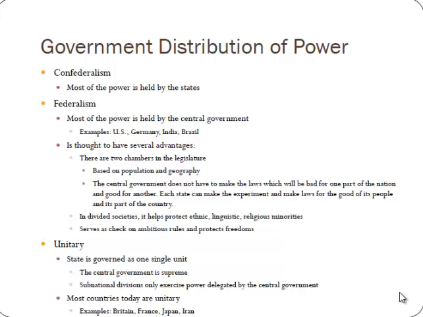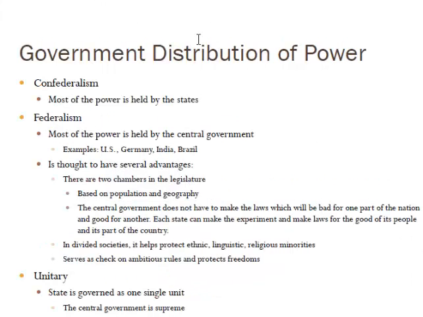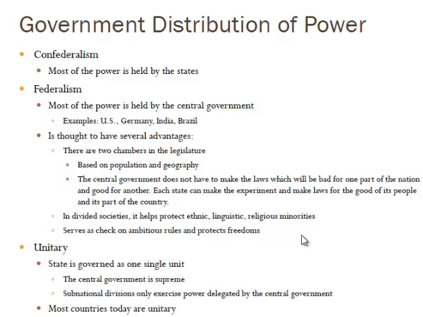So, let's take a look at how governments distribute power. Obviously, this would be based on the Constitution, but there are many different types of governments within a constitution. You have the idea of confederalism. Confederalism means most of the power is held by the states. A classic example was the United States under the Articles of Confederation, from 1781 until about 1787, when the new constitution was done. So just for a few years, but in that situation you had a very weak central government, and the states retained most of their power.